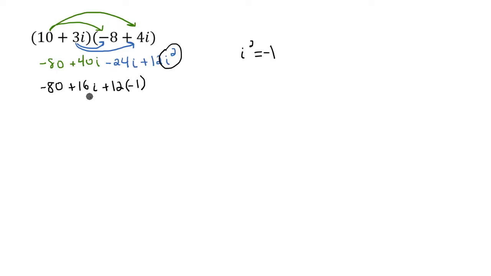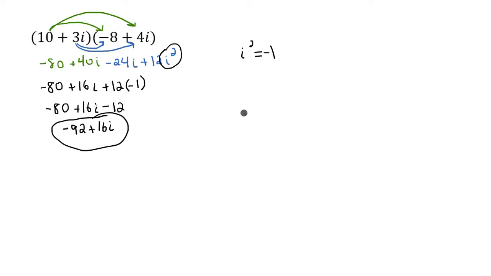And now I'm going to go back and simplify a little bit more. We bring down this negative 80. Same thing with 16i. And then 12 times negative 1 becomes negative 12. And now we could even combine some more like terms. So negative 80 minus 12 is going to be negative 92. And we still have that 16i that we bring down. That's going to be my final answer.